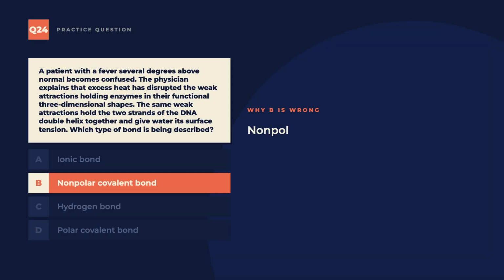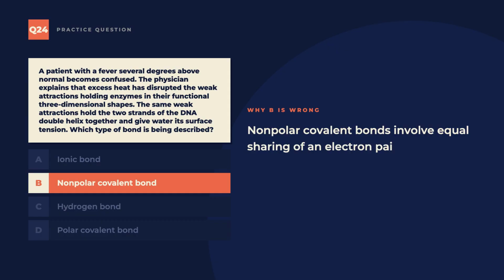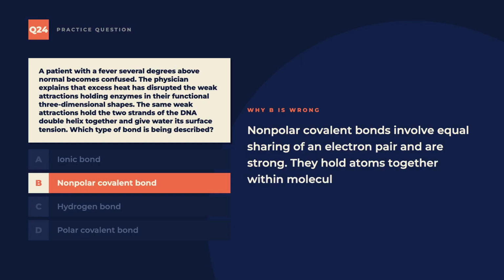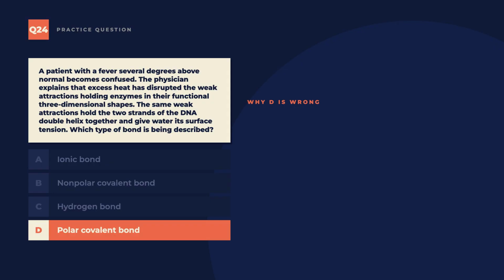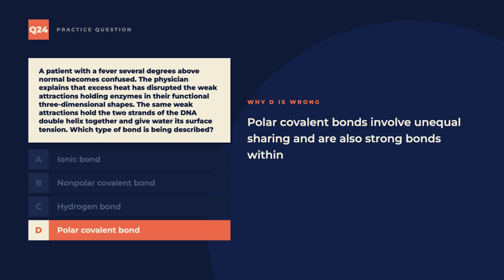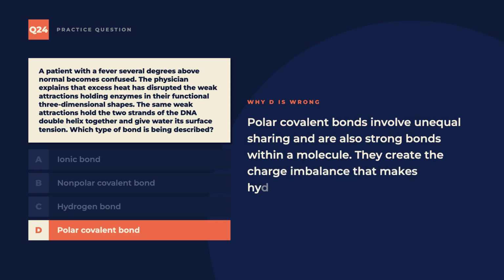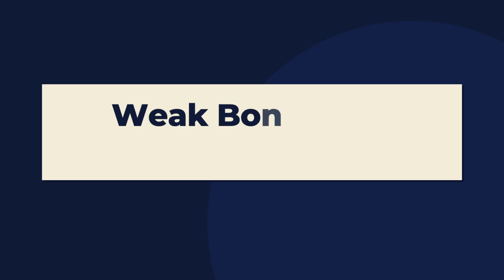B is wrong because nonpolar covalent bonds involve equal sharing of an electron pair and are strong. They hold atoms together within molecules such as oxygen gas and dominate the interior of fats. D is wrong because polar covalent bonds involve unequal sharing and are also strong bonds within a molecule. They create the charge imbalance that makes hydrogen bonding possible, but are not themselves the weak attraction described.